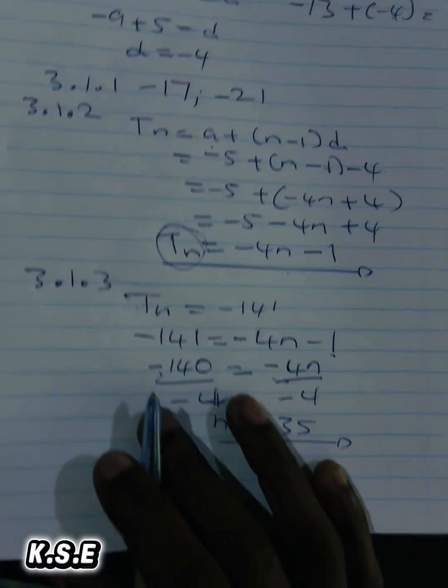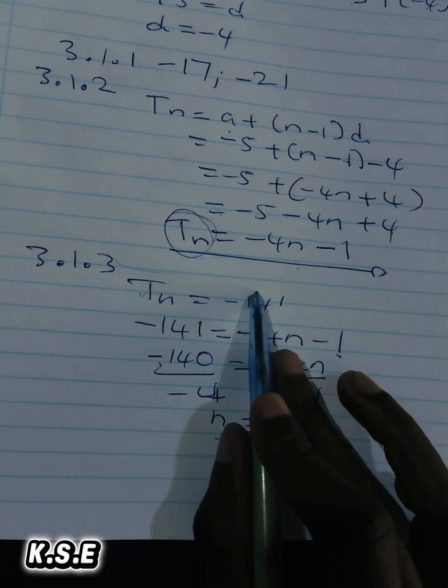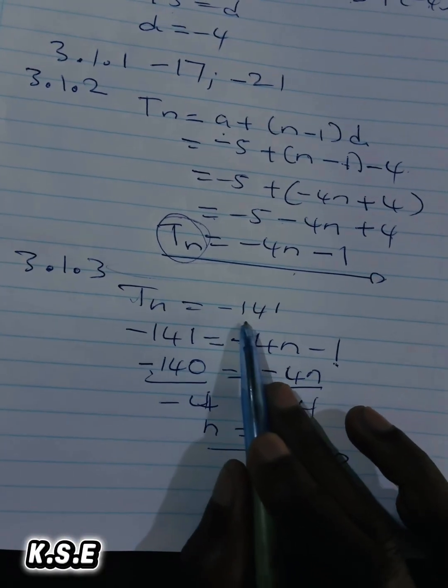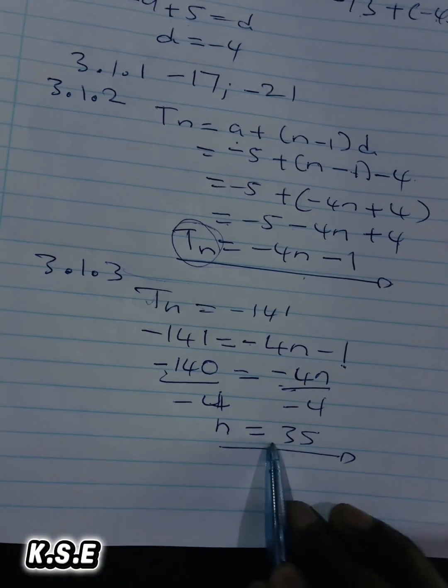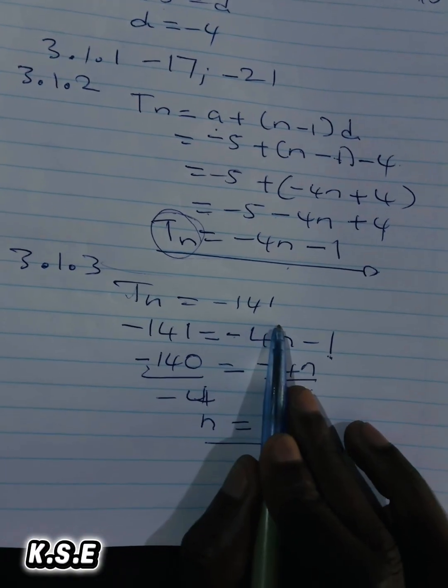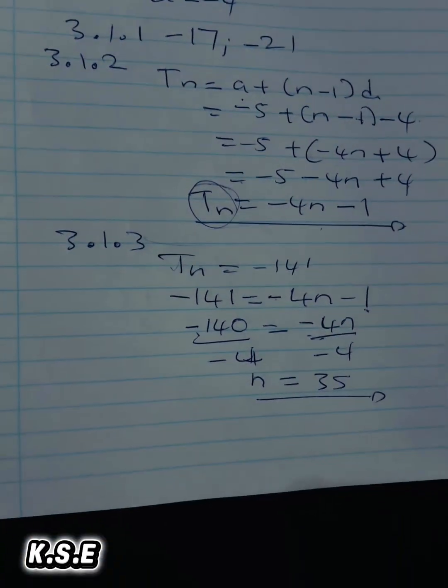So now we did what? We found the position of what? Of the actual term, negative 141. So we found the position, this is the position, but this is the actual term. Cool. Let's move on to the next part.